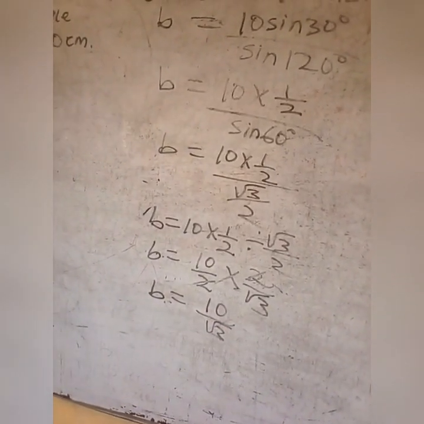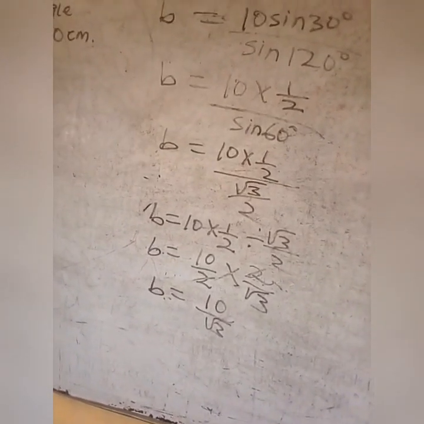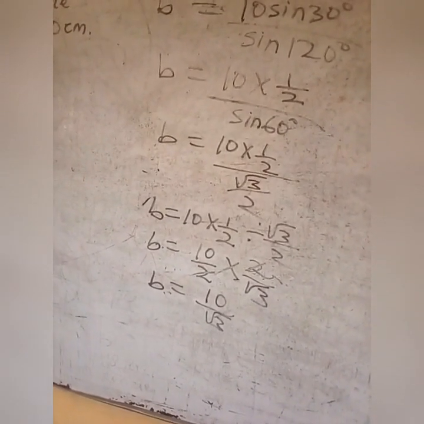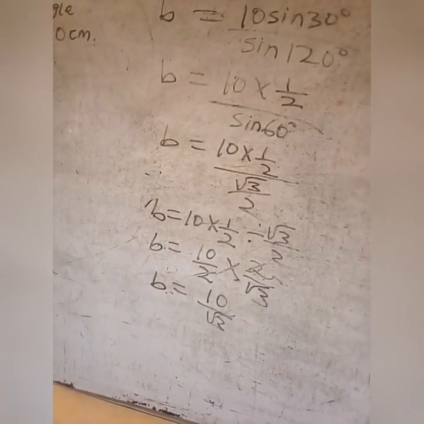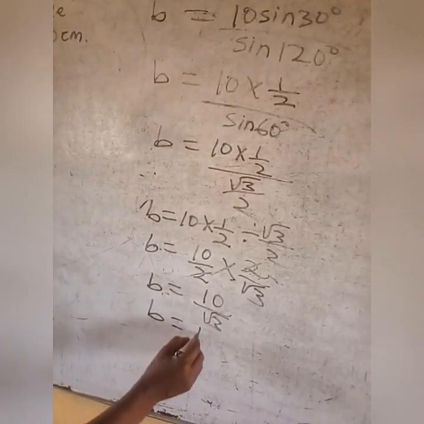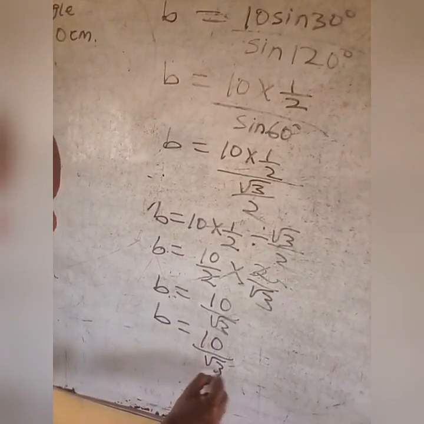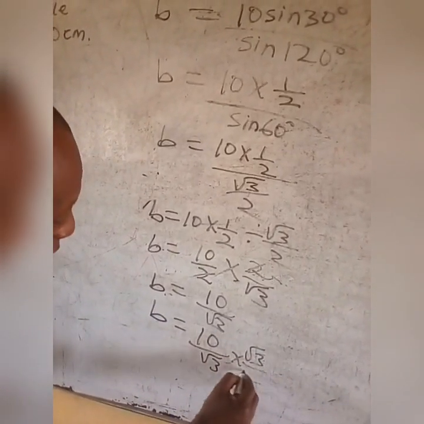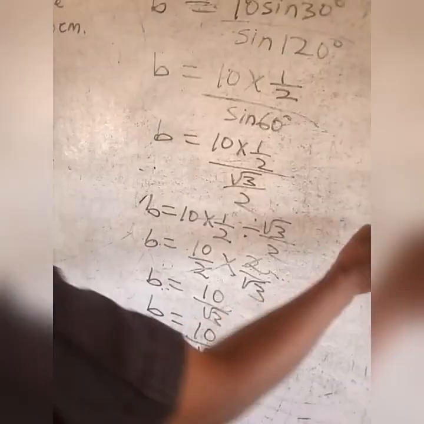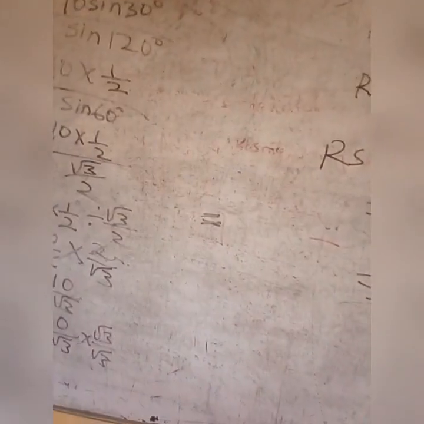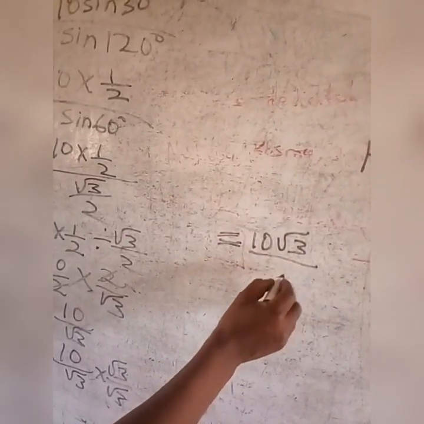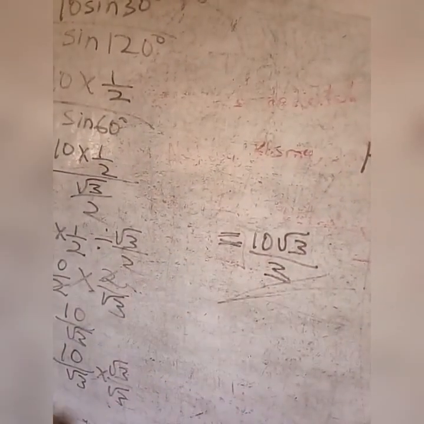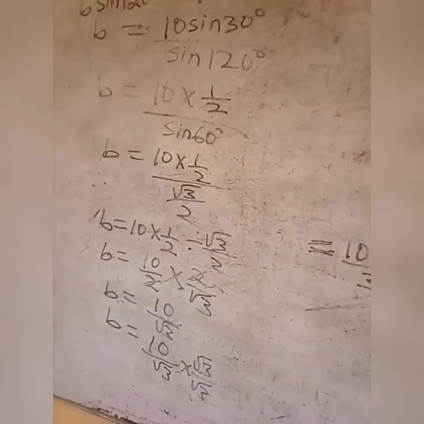Now I'm going to rationalize this, because when we are solving maths and the denominator is in root, you rationalize it so that the denominator is not in root. So B will now be equal to 10 over root 3 times root 3 over root 3, which gives B equal to 10 root 3 over 3. So this is our final answer.